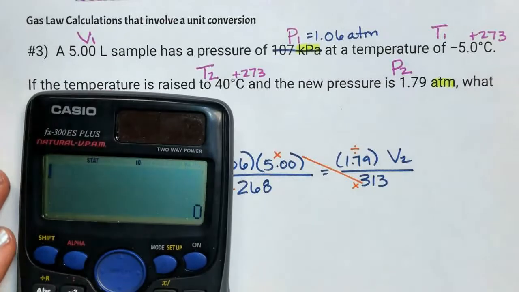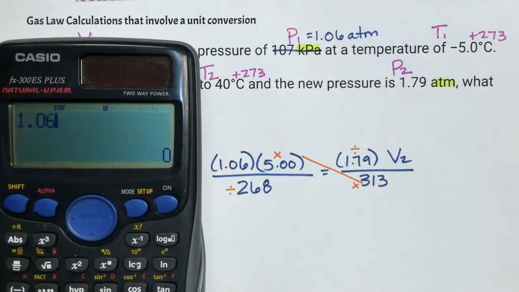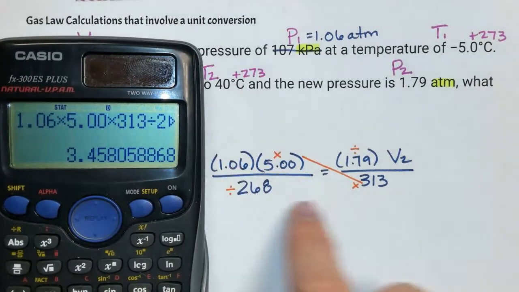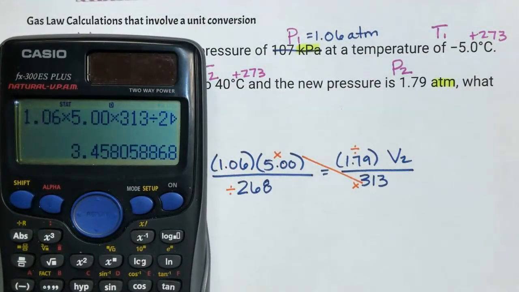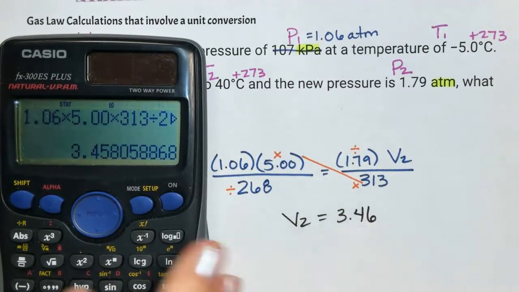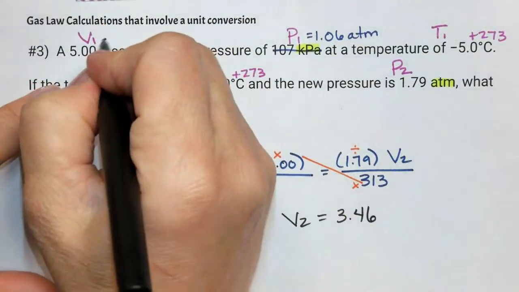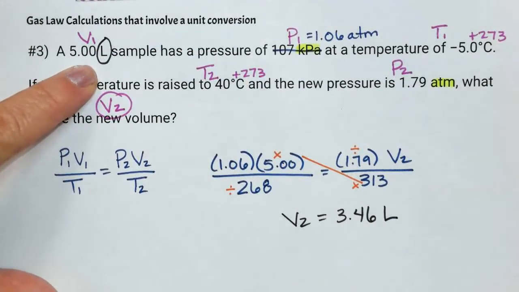So now I can type this into my calculator. It's going to go 1.06 times 5.00 times 313 divided by 268 divided by 1.79, and we get this. I have 3 sig figs mostly across the board there, so my final answer is going to be 3.46. V2 equals 3.46. Whatever unit my V1 is, which is liters, is the unit of my V2.